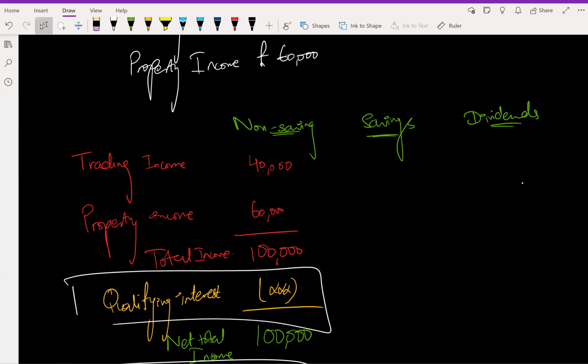Do you agree? Similarly, if I take out a loan to invest in property, it should be a reduction from the property income, right? The interest on that loan should be a deduction from the property income. But there are certain loans that HMRC classifies as qualifying loans, on which the interest is treated as qualifying interest. And that's not deducted from the respective P&L. Instead, it's deducted from the total income. Total income is when you add all the incomes to get one income.